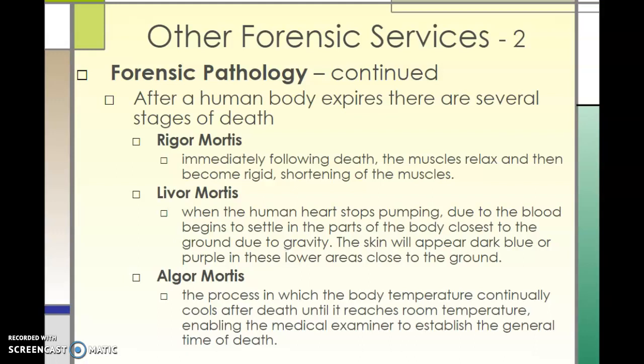After a human has died, they go through several stages of death. Following death, the muscles relax and then they become rigid. That's called rigor mortis. And then you have livor mortis, when the human heart stops pumping and the blood settles into the parts of the body closest to the ground due to gravity. The area that's closest to the ground will appear purple. And then you have algor mortis, in which the body temperature continually cools and reaches room temperature, enabling the medical examiner to establish the general time of death.